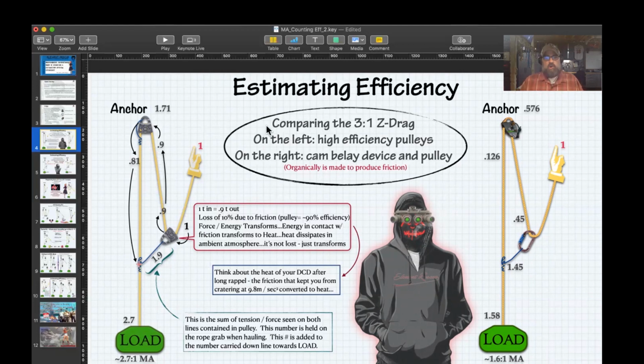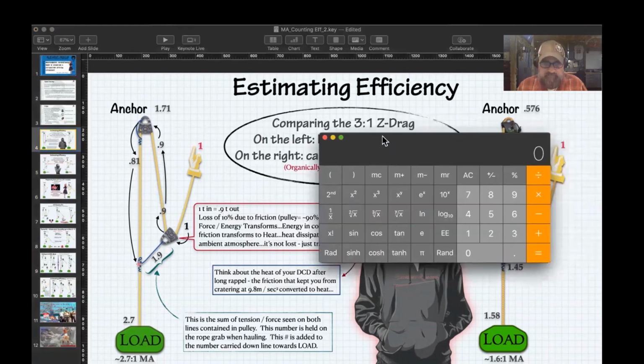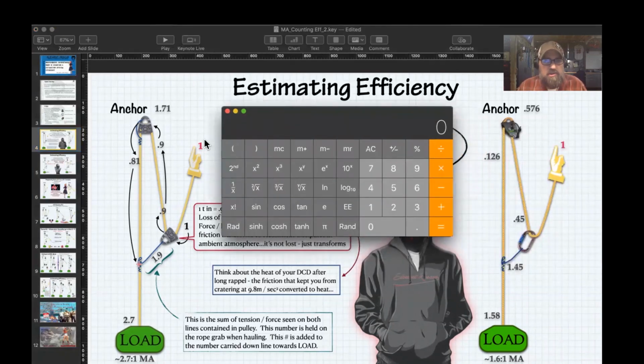So just like when we're counting tensions, and I'll bring the calculator over here, we are going to start with a 1, right? That 1 is whatever your input is. So if we're looking at a 3-to-1, a 5-to-1, 6-to-1, 7, whatever you're looking at, that 1 is how much force you're putting on your haul line. And then from there, you're going to see that it goes through a process depending on the efficiency of what we're going through, where it takes that away because of friction. And we'll get into that a little bit more.